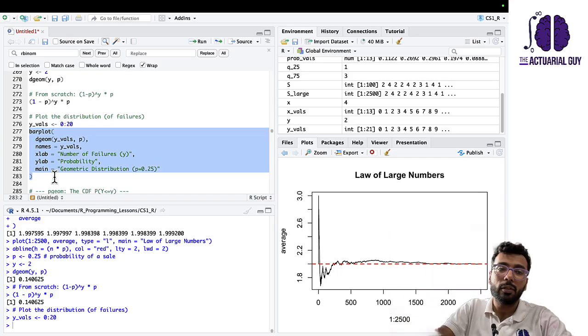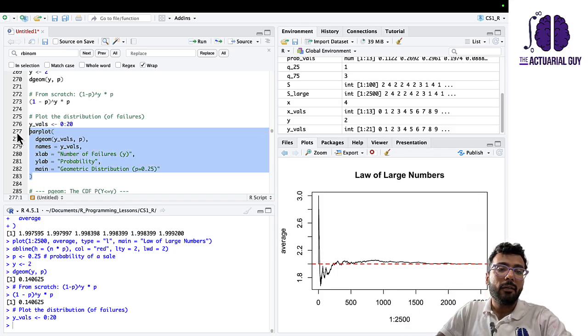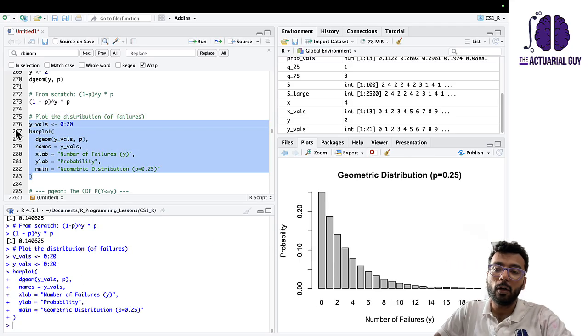Again, very similar function. I've executed this earlier. Remember, the first argument into the bar plot is the y-axis, right, which is the heights. And then you put names as whatever you want to put in terms of the x-axis, right? So these are values from 0 to 20, and these are their corresponding probabilities, which I want on the y-axis. Okay, so once I plot this, you will see this is what your geometric distribution graph looks like.